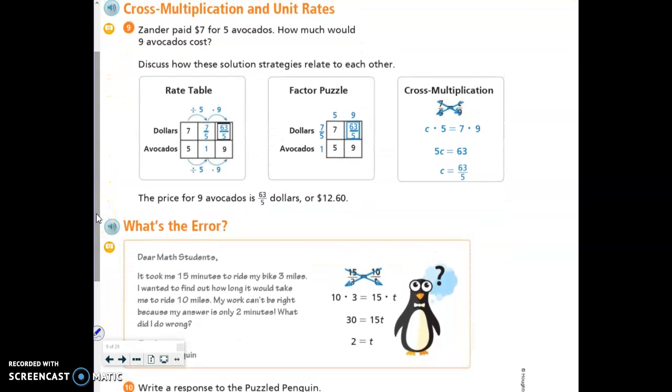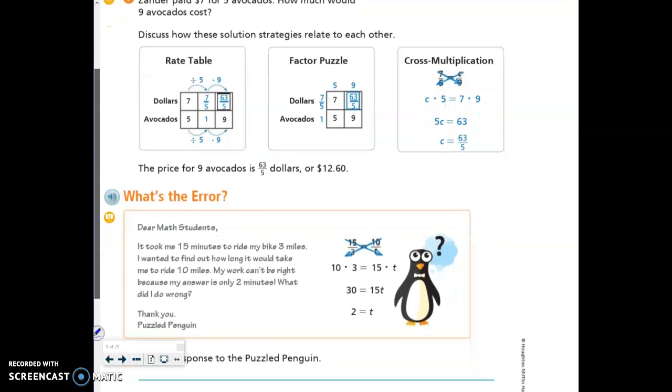So we have a process here where Xander paid $7 for 5 avocados, but he wants to figure out how much it would cost him to buy 9 avocados. Okay, so we're not quite double. If it was 10, it'd be nice and easy. Hey, just double the 7 and we're there, right? But in this case, we can't. So we've got to set this up.